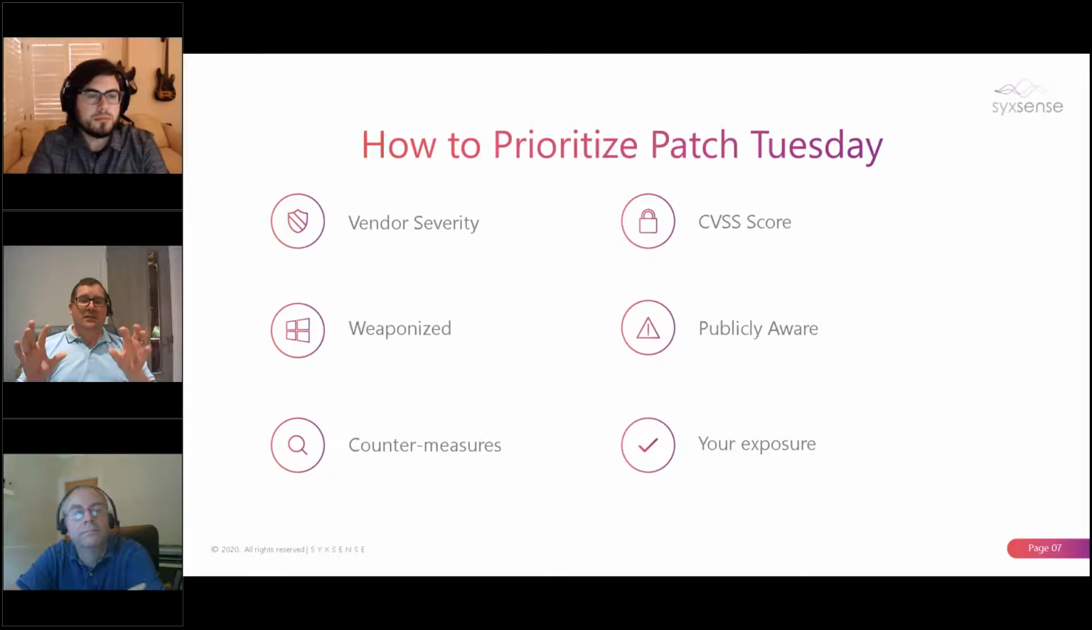Public aware is in 2 types. You've got public aware where a patch exists, and you've got public aware where a patch does not exist. And public aware means that the code, the bug itself, has been made public. Typically, these come via bug bounty programs.